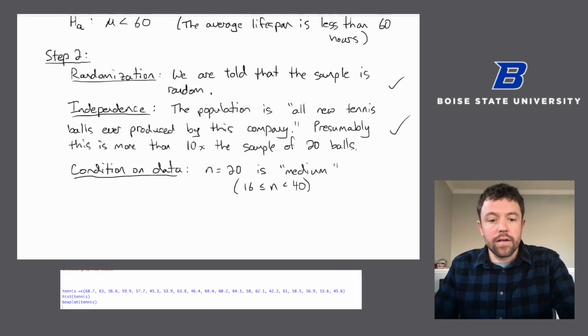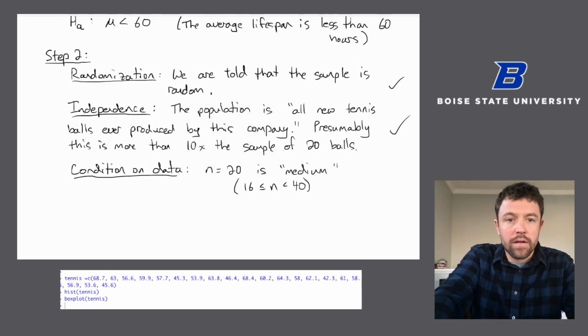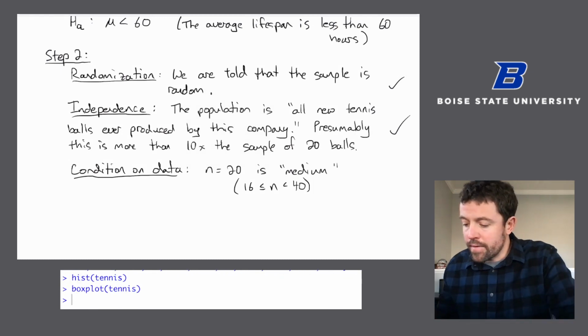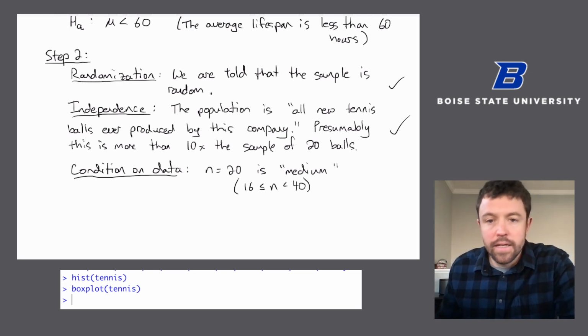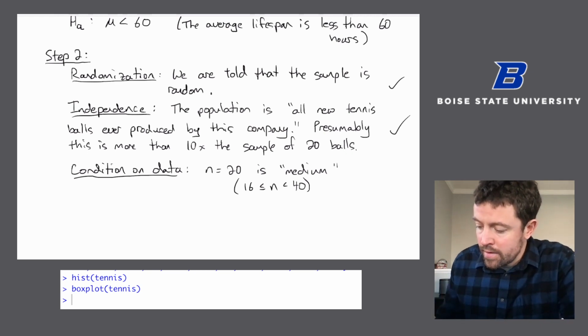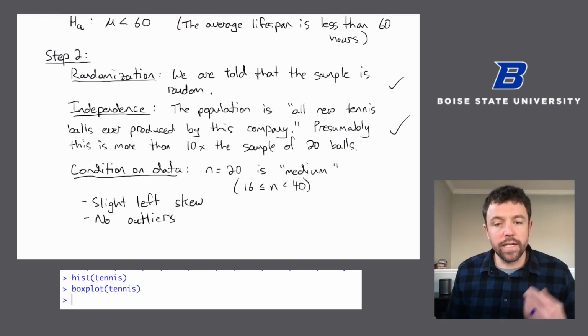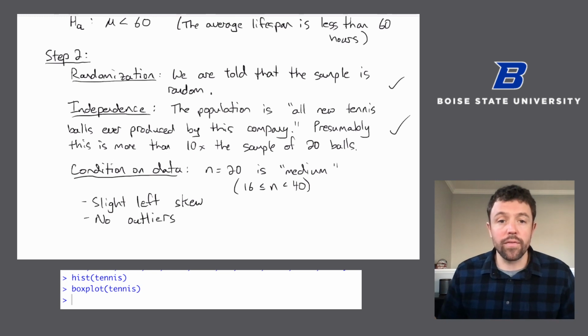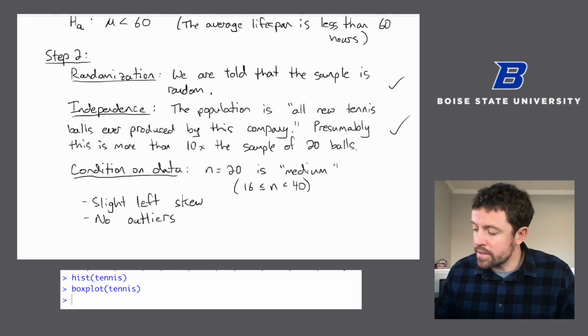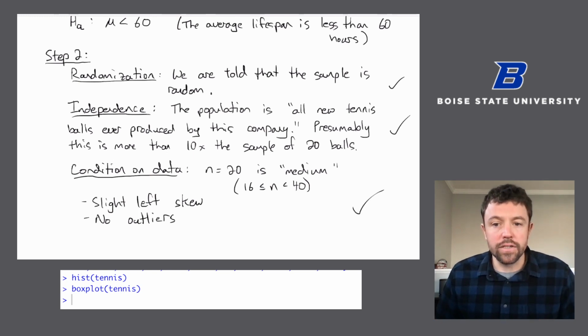So if we go back here, zoom back where we had it, what we've concluded for the condition on data is that we have a slight left skew, and we have no outliers. And since it was a medium data set, this is what we needed to check. We needed to check skew and outliers. We needed at most slight skew, or roughly symmetric would be fine as well. And we needed no outliers. So this is also satisfied. So all three conditions are satisfied.